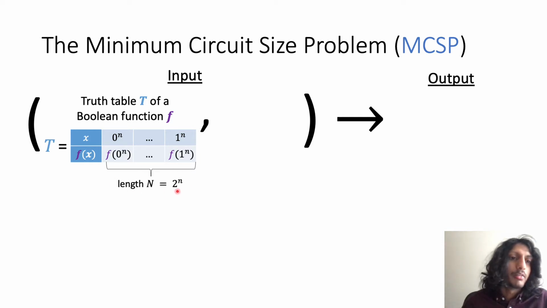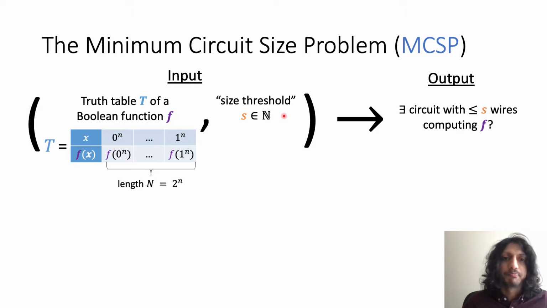And so our convention in this talk is going to be that we'll let capital N equal 2 to the n be the length of this input, the length of the input to MCSP. Meanwhile, little n will denote the size of the input to f. Okay, so the first input is the truth table of a Boolean function f. The second input is just some integer size threshold s.